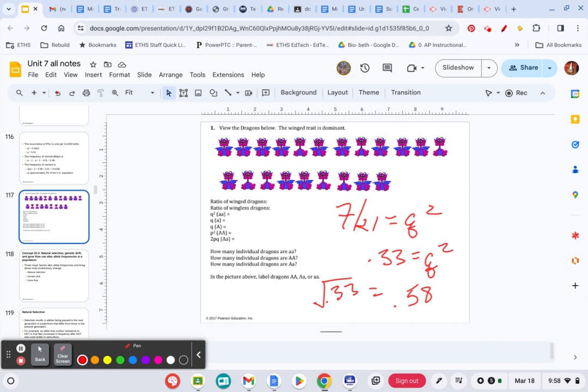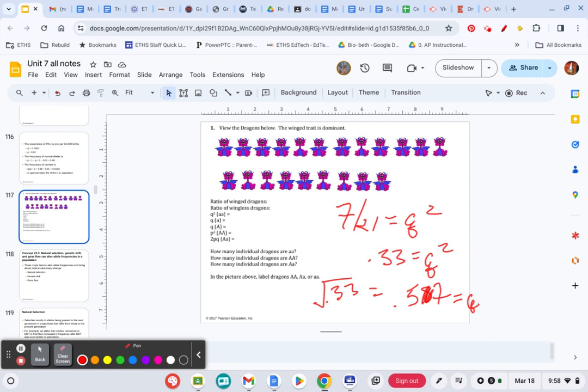0.33 square rooted. Oh, sorry, we got some rounding error going on. 0.57. So that means that 57% of the population carry the Q allele, so they have the wingless allele. There are actually more people that have that allele than have the other allele. I have Q and I have P.